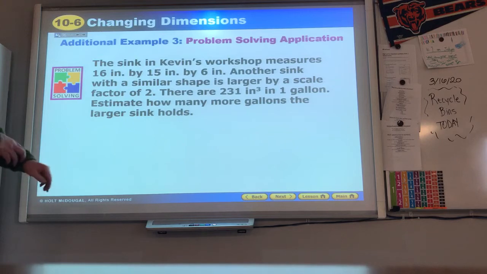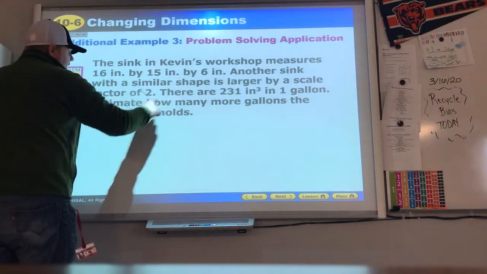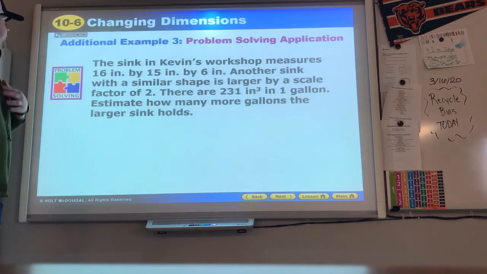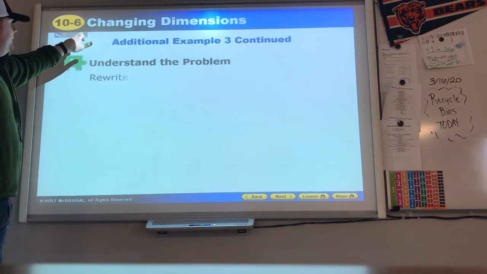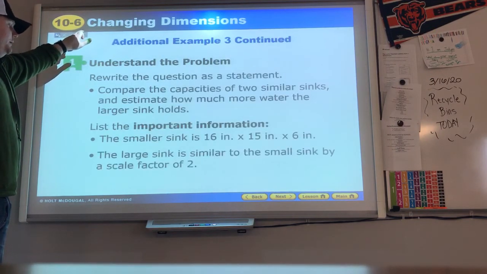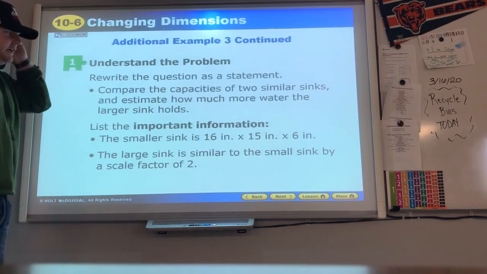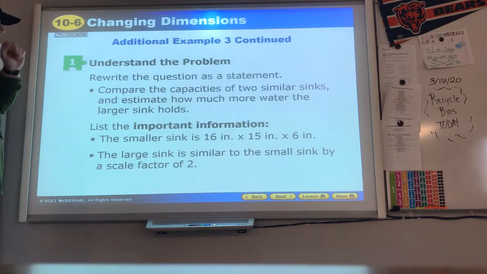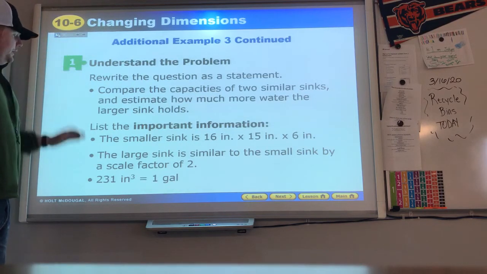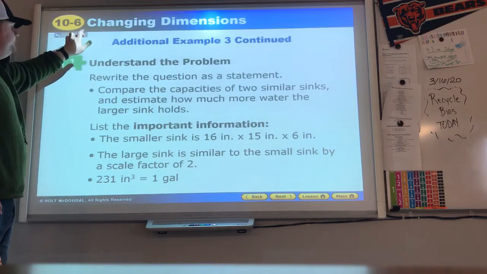All right. So, if 1 gallon is that much, it's going to be bigger by a scale factor. It's going to be bigger by 8. My suggestion, since this was 8, we can know that by doing it. But let's walk through their problem. All right. Understand the problem. So, we're probably going to need to find 16 times 15 times 6 to find the volume of the smaller sink. All right. So, this is also an important number.